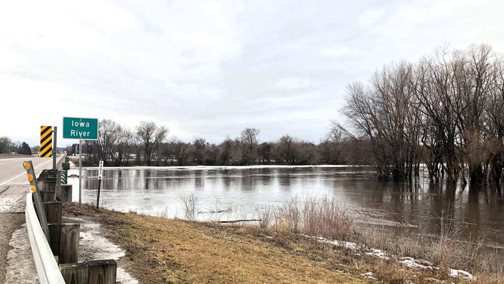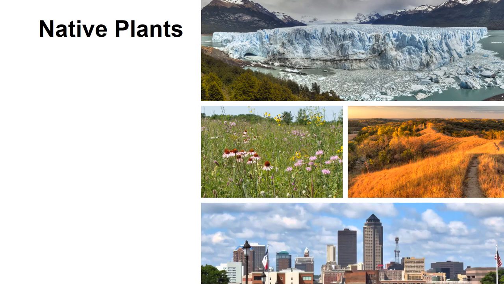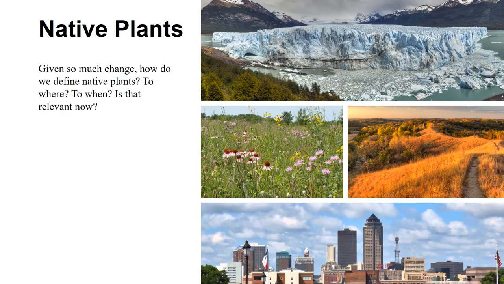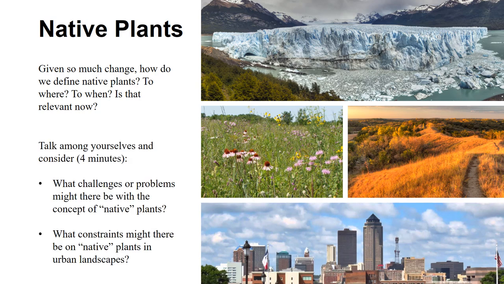As a landscape, we are surrounded by rivers, and rivers and creeks flow through it and deposit soil whenever these floods occur. So when we think about native plants in this context, given that there's so much change that has occurred over history in Iowa, how do we define what are native plants? To where? To when? And is that relevant now?